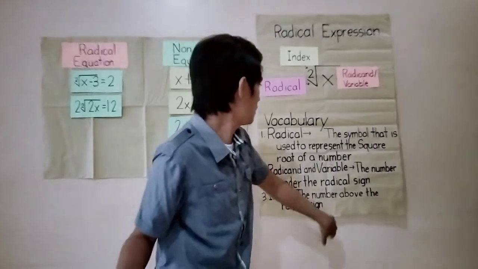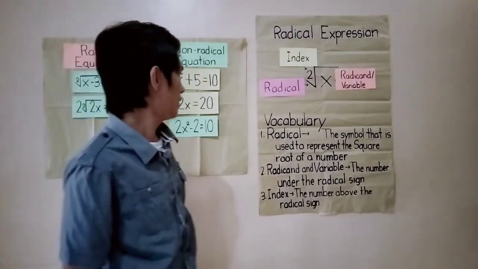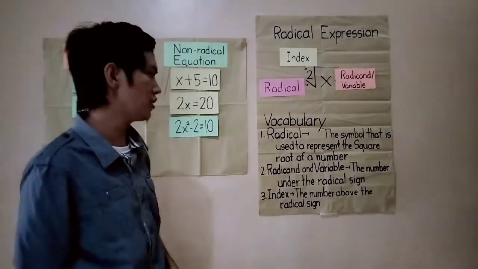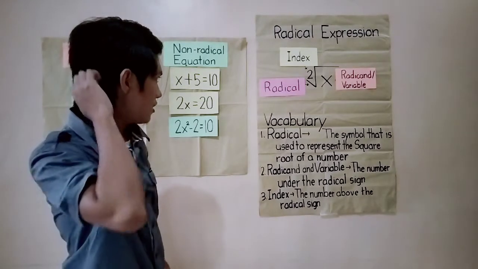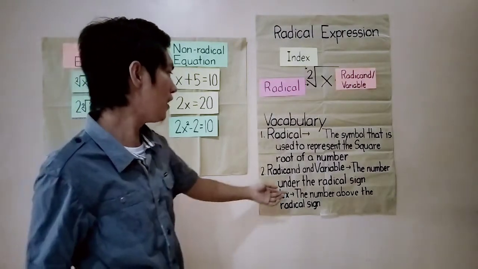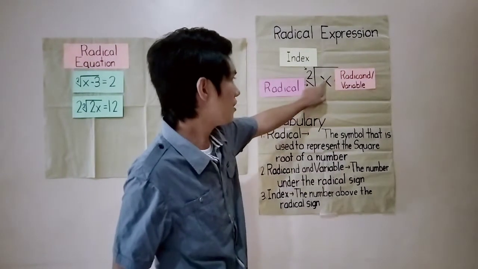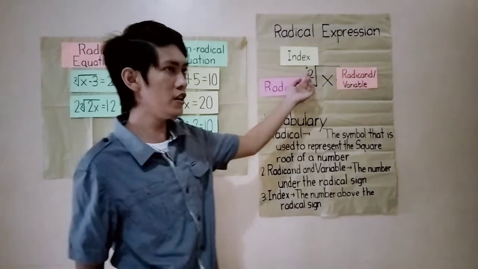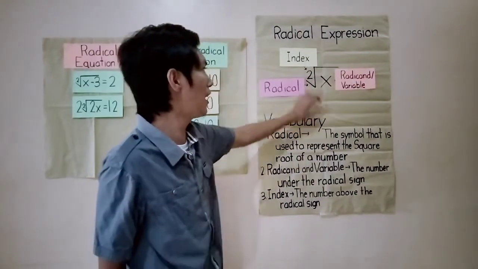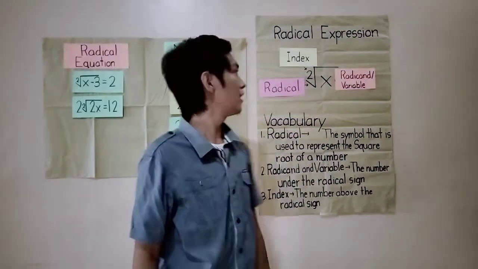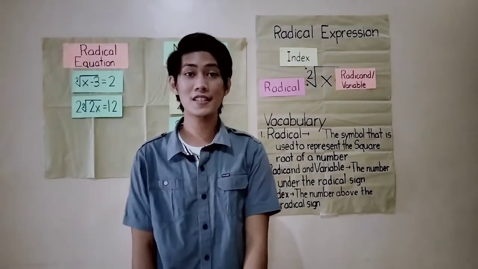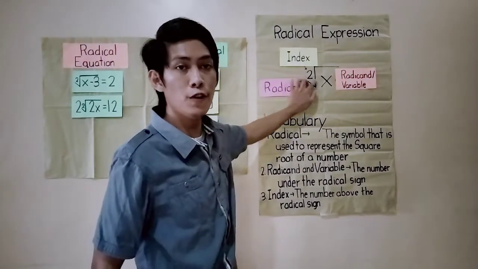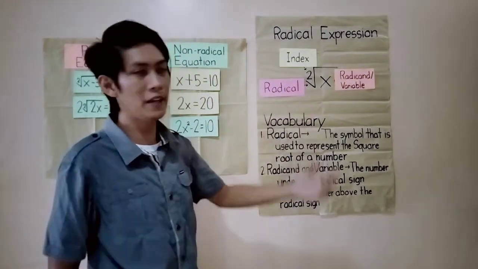You can see the radical here, the radical sign, the symbol that is used to represent the square root of a number. Next is the radicand, the number or variable under the radical sign. It could be x, x plus 1, x plus 2, x squared, any number and variable under the radical sign. And the last part is the index, the number 2 here. It could be 3, 4, 5, whatever, depending on the equation given.